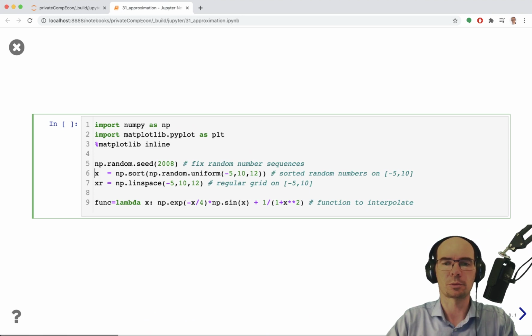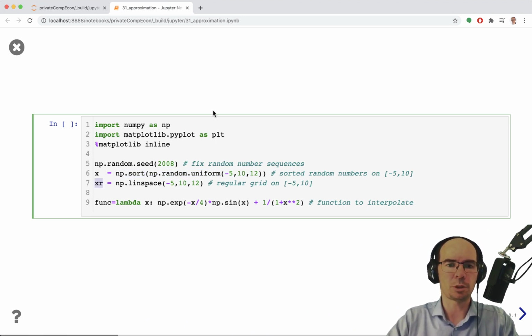Every time we run the code, so that we can see the changes in the interpolation approaches rather than changes that are caused by this realization of the random numbers. So what do I need the random numbers for? Well, I want to generate a grid, a collection of points in X, and these are going to be just uniformly distributed between -5 and 10, and we'll have 12 points. We want to sort them so that we have a sorted set of points.